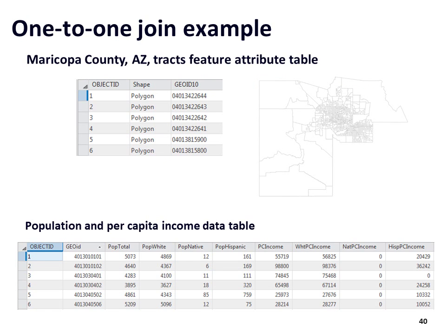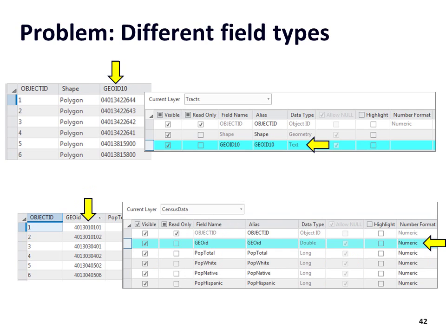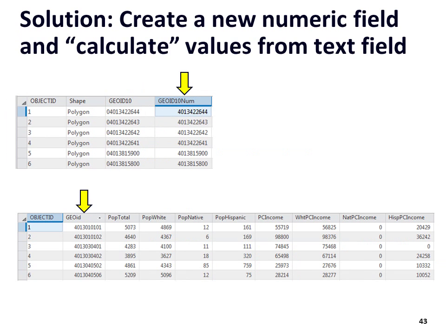Here's an example. We have the Maricopa County, Arizona tracts feature attribute table, and below that we have a population and per capita income data table. The thing that I want to point out here is that both of these have a GEOID10 field. Turns out this is a pretty good candidate for a join. The problem is different field types. One is numeric, one is text. The solution is to create a new numeric field and calculate values from the text field.